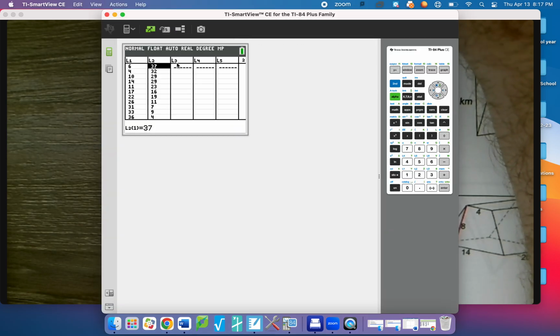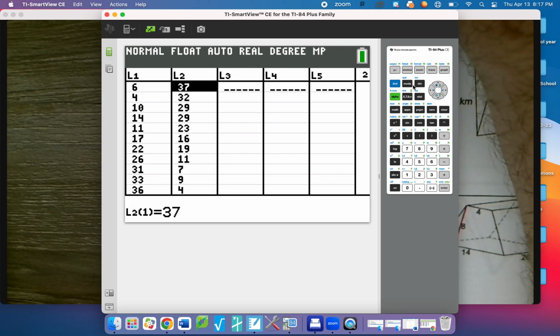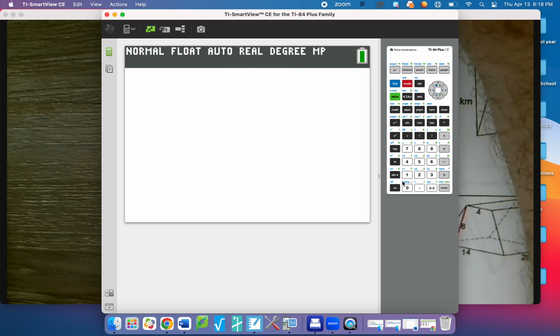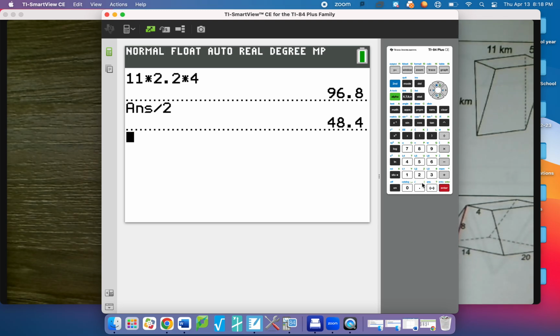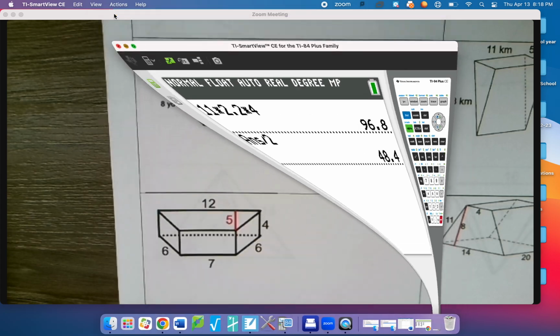I'm going to turn off the 3 screens. I'm going to go back to the home screen, and I'm going to take 11 times 2.2 times 4, divide that number by 2, and that is our area, 48.4.